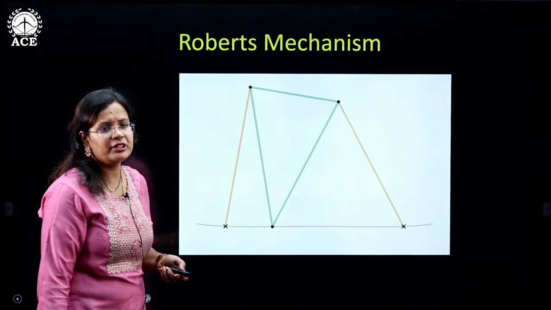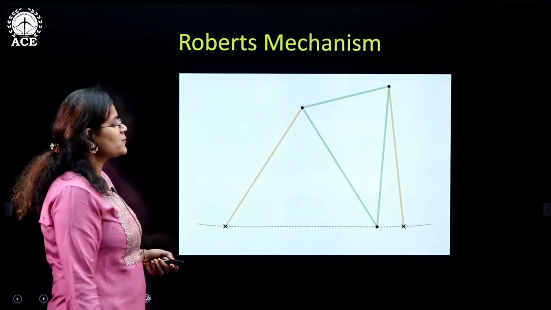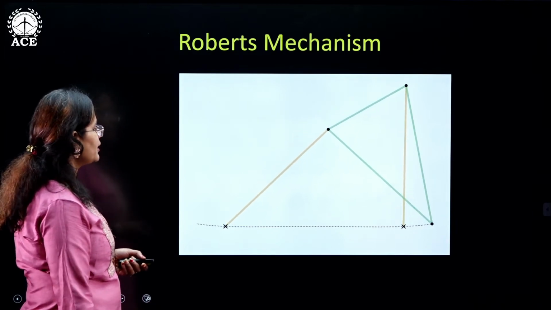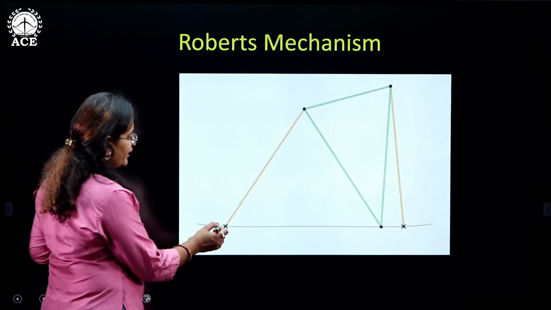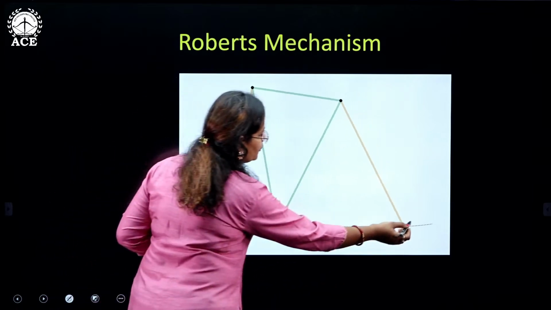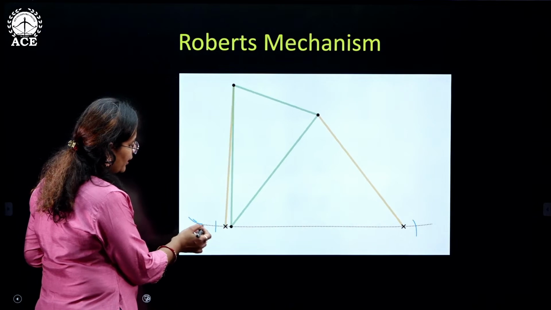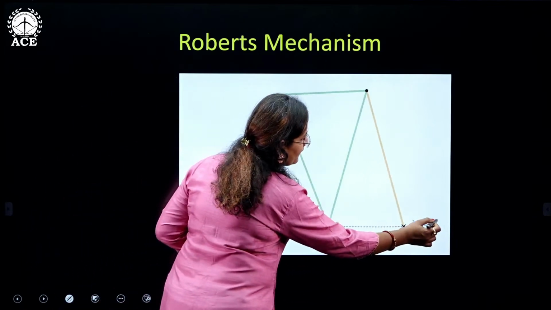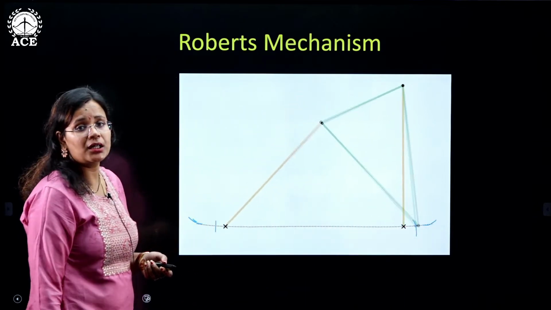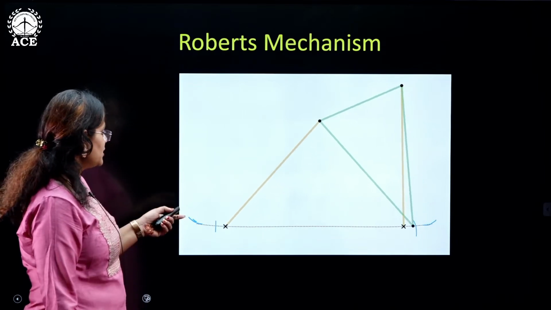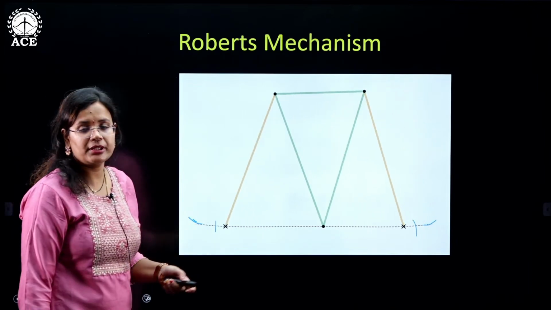Next comes Roberts mechanism. So Roberts mechanism looks like this, something like this. And here also you can see it is tracing a straight line from here to here. But whenever it is going a little away, it is starting to make a curve over here and here. So of course, it is tracing an approximate straight line again.